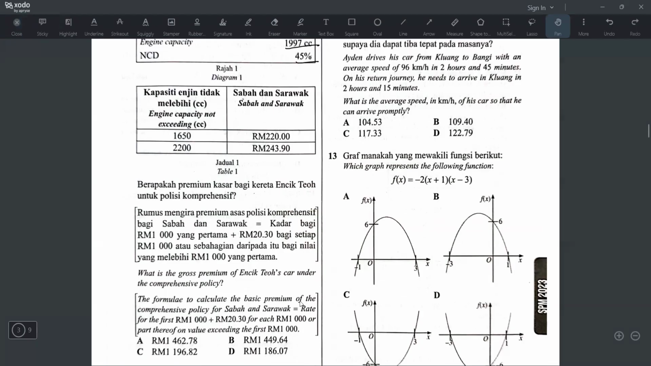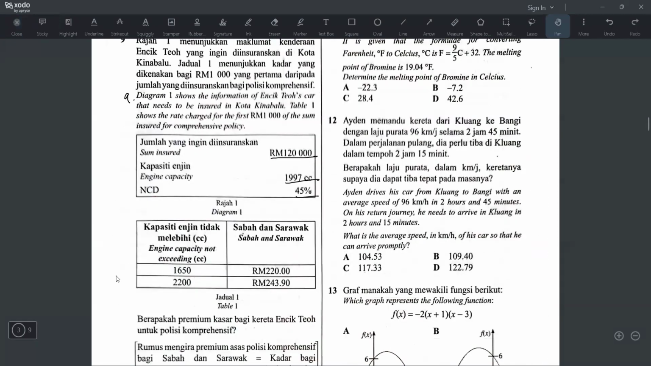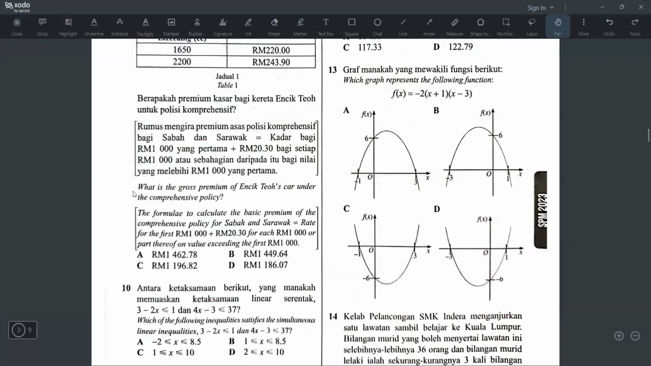The formula to calculate basic premium of comprehensive is the rate for first 1,000 plus 20.3 for each 1,000 part thereof on value exceeding first 1,000. So yeah, they already give you the formula. Okay, I need space to explain about this.